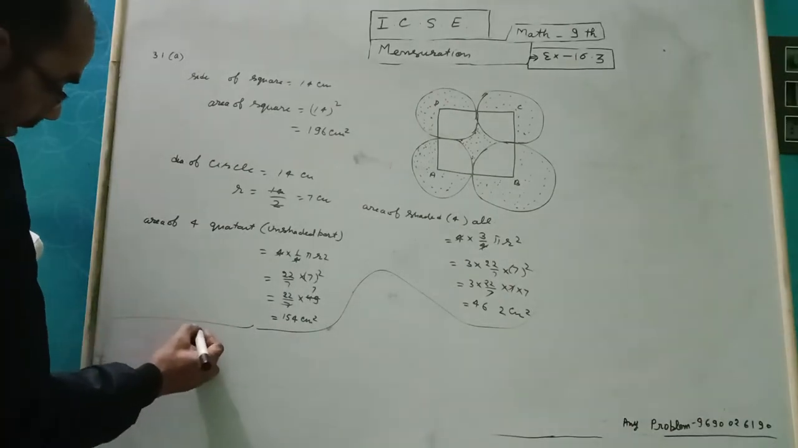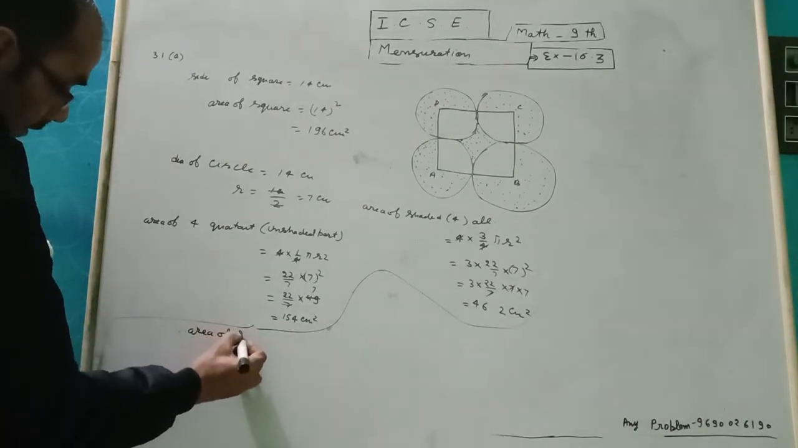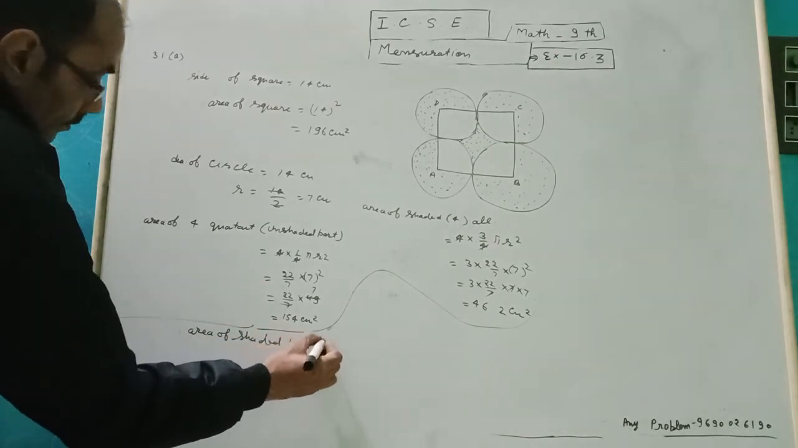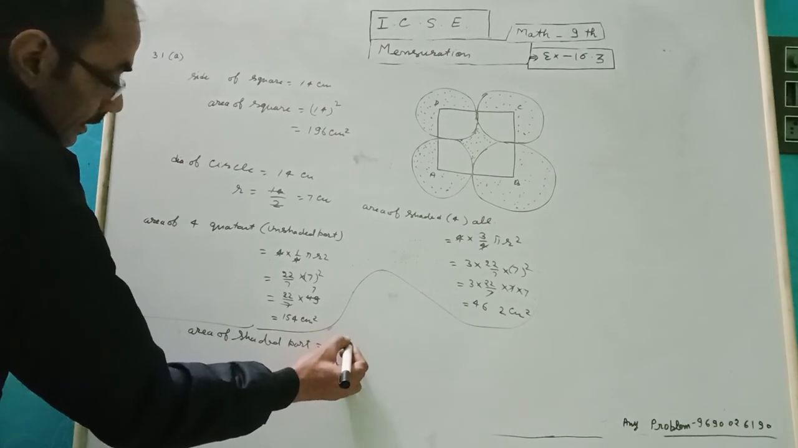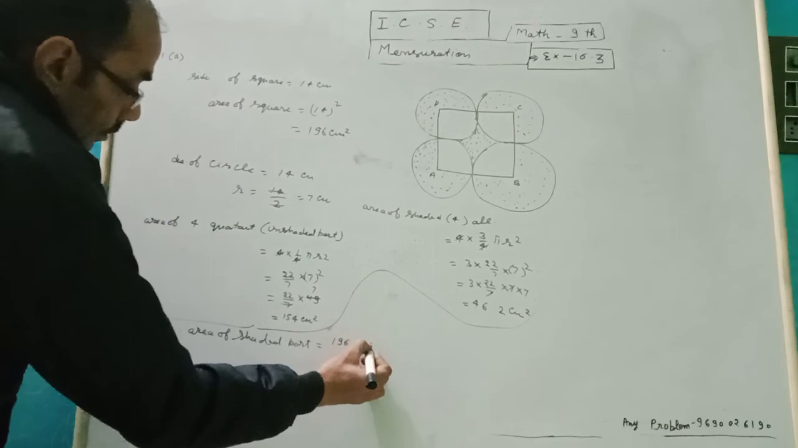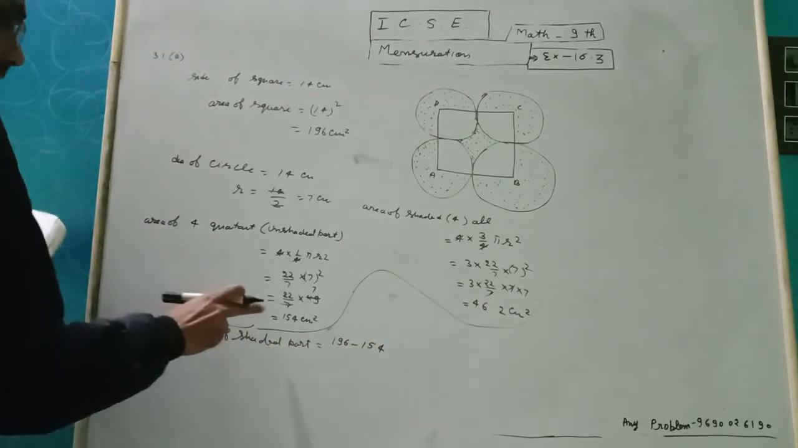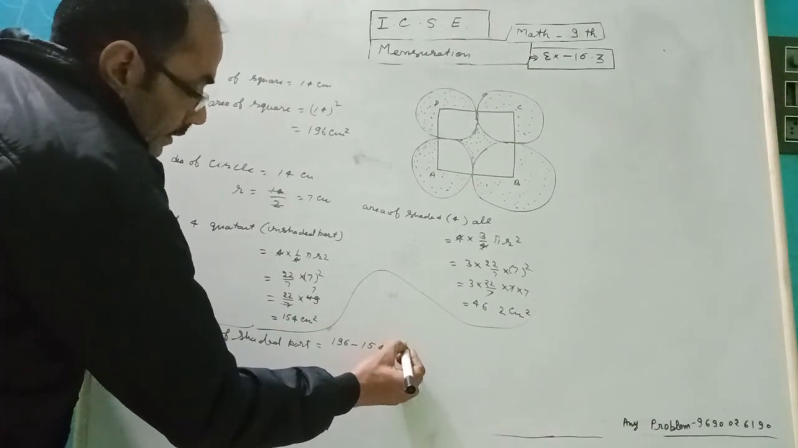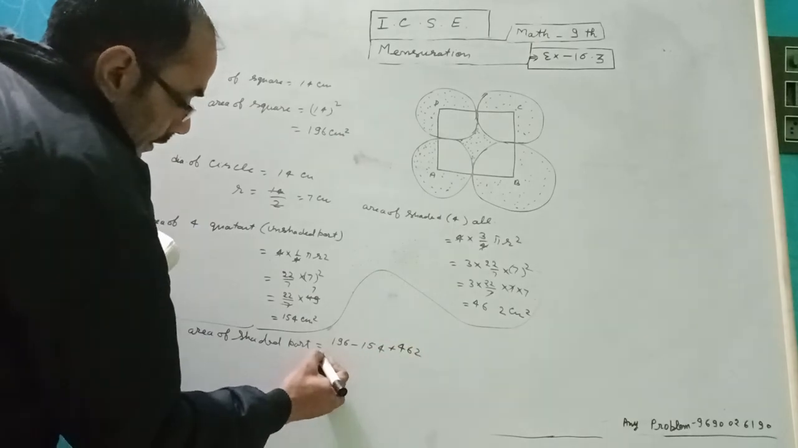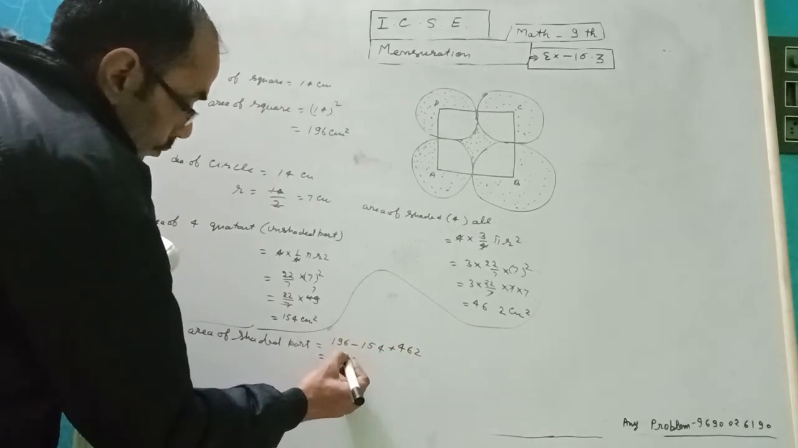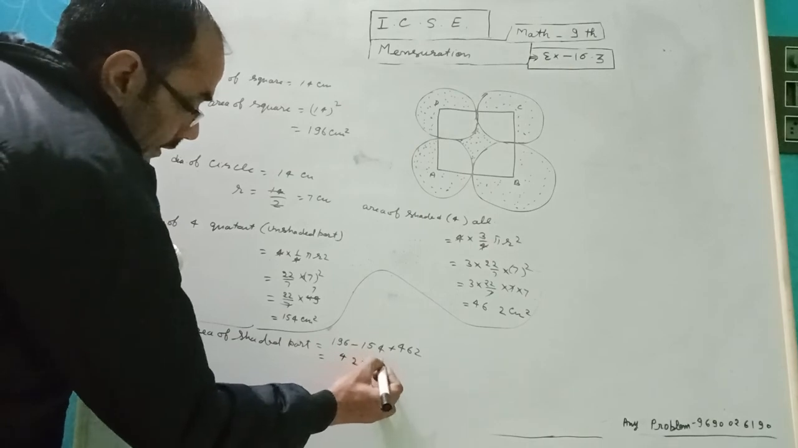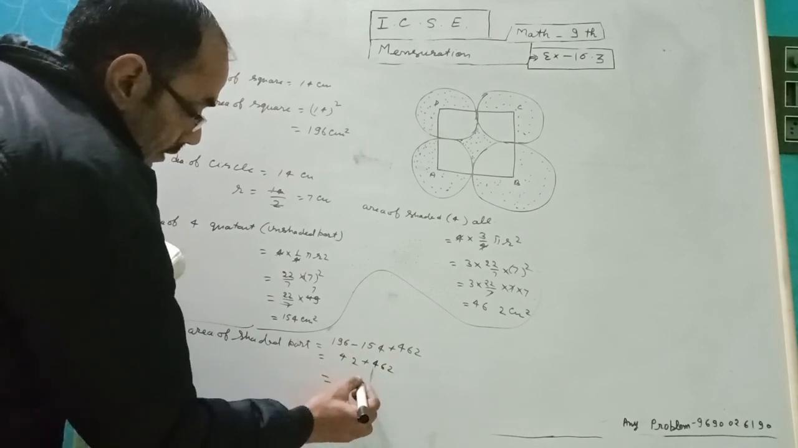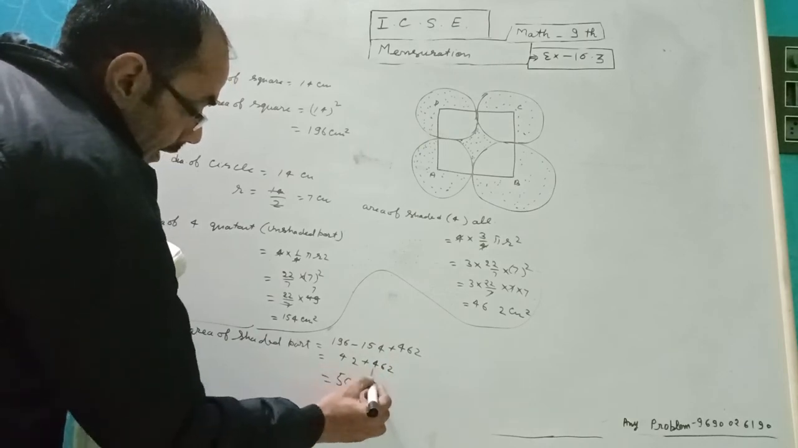Area of shaded part is equal to 196 minus 154, that is the unshaded area, plus 462. 42 plus 462, after plus 504 cm square.